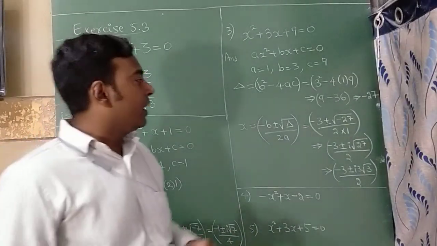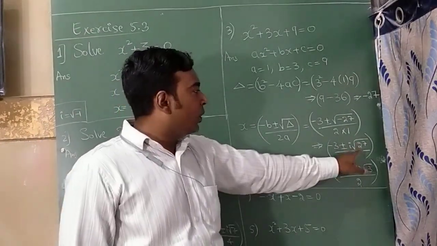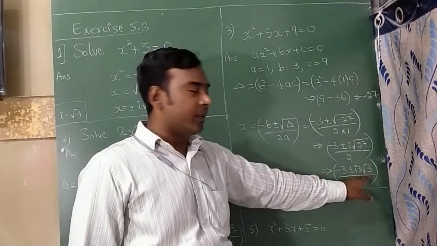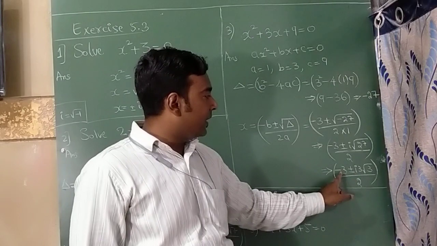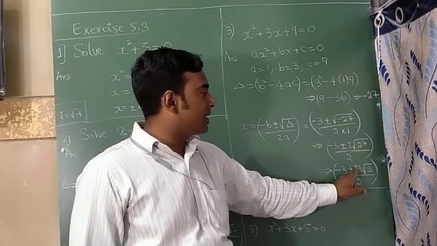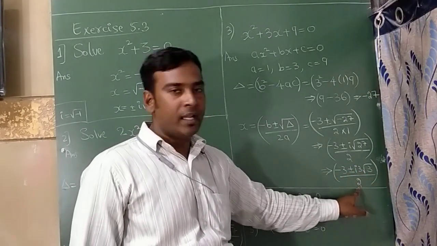You can stop here. If you want to further simplify, 27 can be written as 3 root 3, because 9 3s are 27 and square root of 9 is 3. So the final answer is minus 3 plus or minus I 3 root 3 divided by 2.